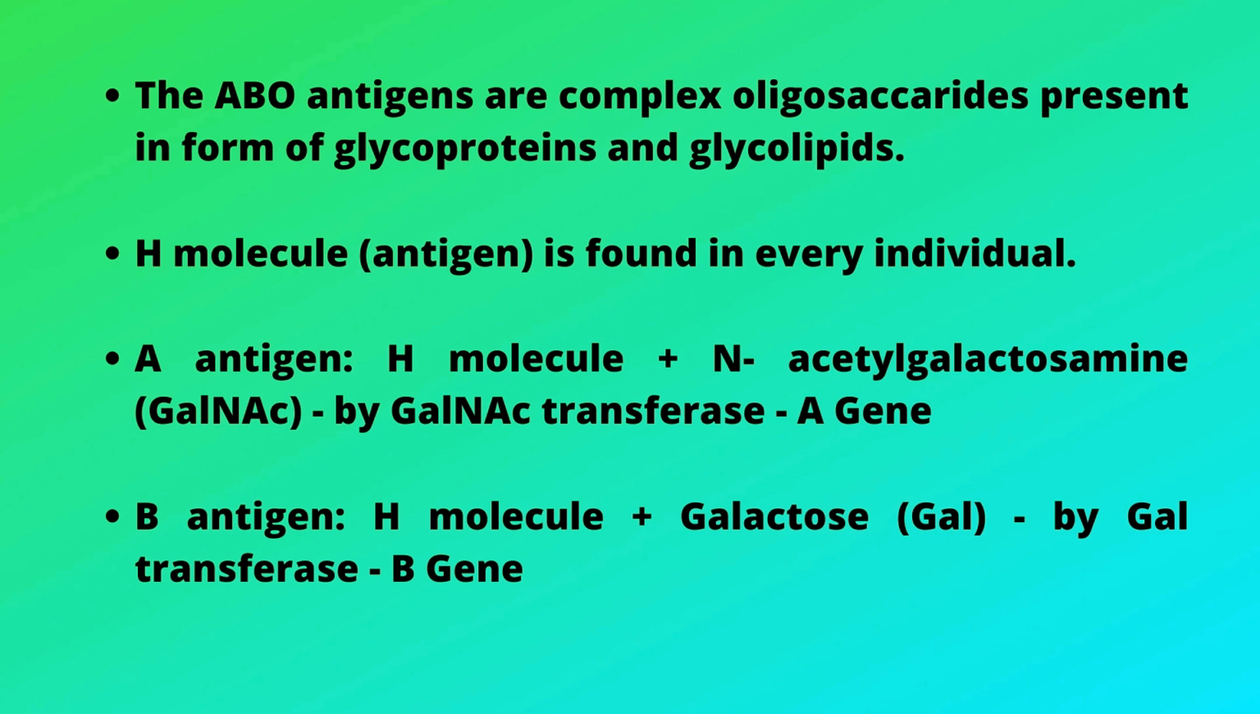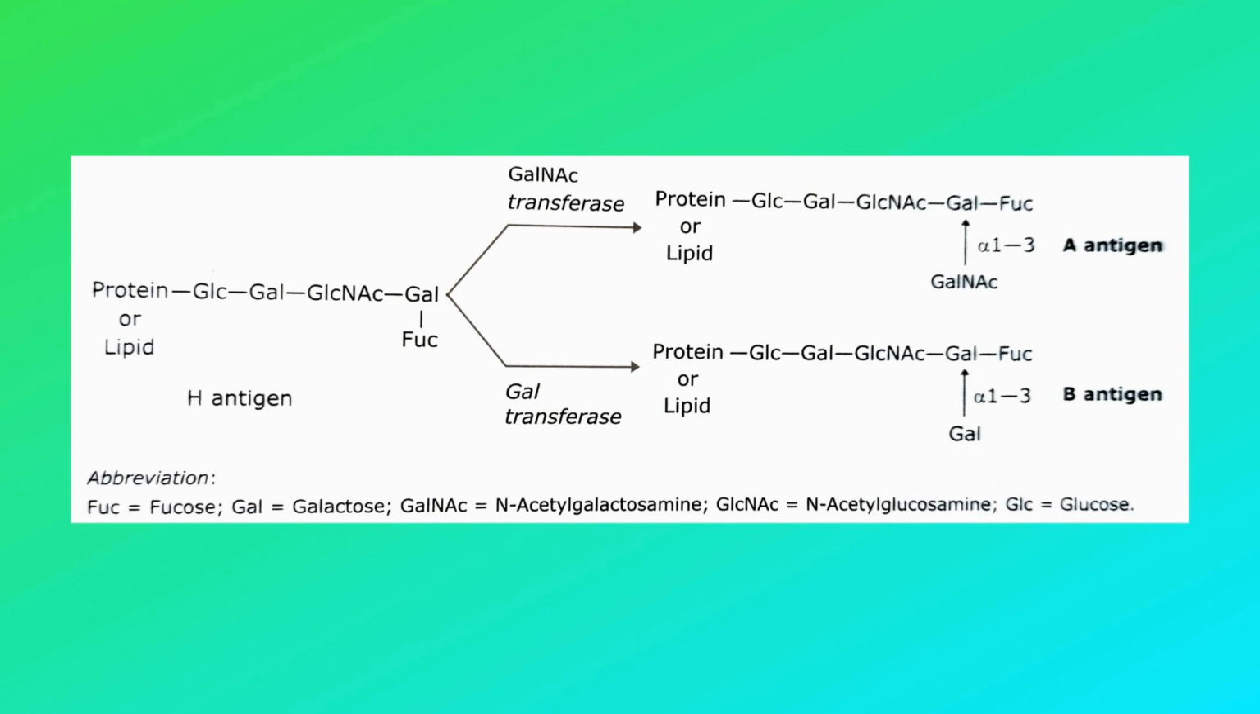So the A antigen is formed by the addition of an N-acetyl galactosamine group to the H molecule. This is done by the GalNAc transferase enzyme, which is produced by the A gene. Similarly, the B antigen is made by adding a galactose chain to the H molecule. This is done by the gal transferase enzyme produced by the B gene. So, here we can see the H antigen and how GalNAc transferase or gal transferase converts it into the A antigen or the B antigen.